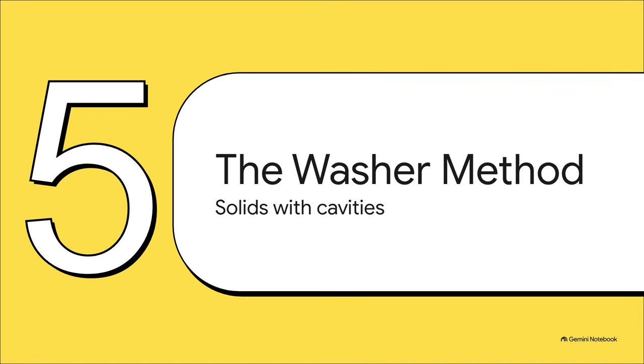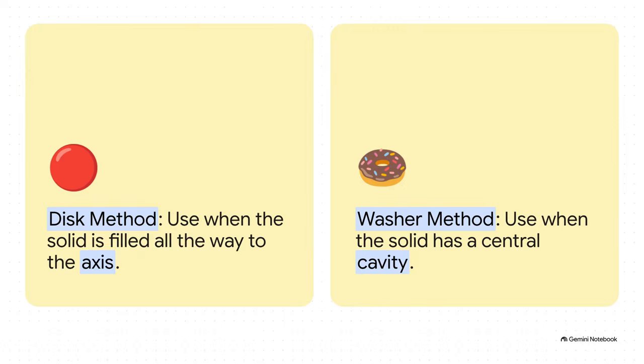Section 5. The washer method. Dealing with solids that have cavities. Now, on an exam, you absolutely must recognize when to switch your tools. If your 2D region hugs the axis perfectly, great. Use the disk method. But what if there's a gap between your function and the axis of rotation? Well, spinning it creates a central cavity. You aren't making a solid pancake anymore. You're making a donut. And in calculus, we call that donut a washer.